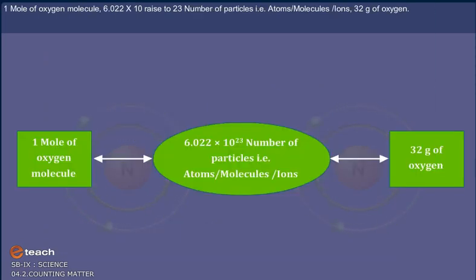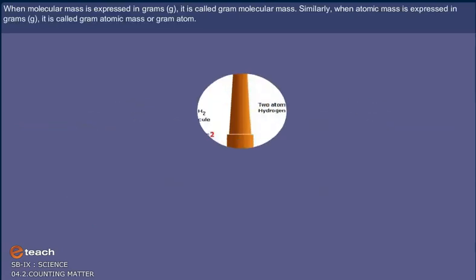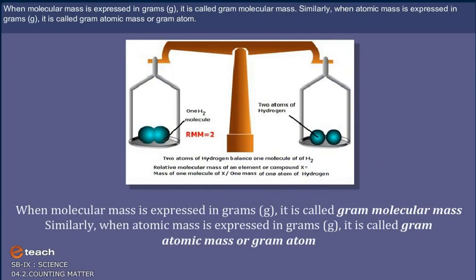Mole of oxygen molecule. 6.022 × 10^23 number of particles, that is 32 gram of oxygen. Atoms or molecules or ions. When molecular mass is expressed in grams, it is called gram molecular mass. Similarly, when atomic mass is expressed in grams, it is called gram atomic mass or gram atom.